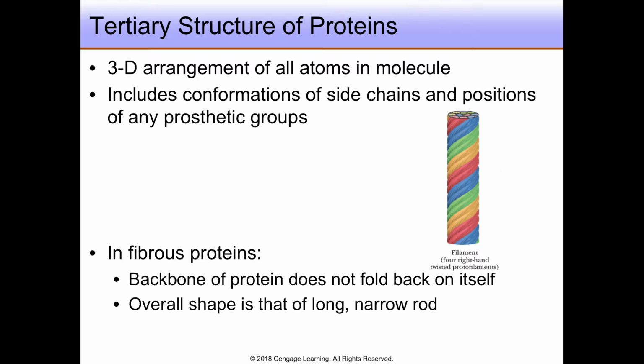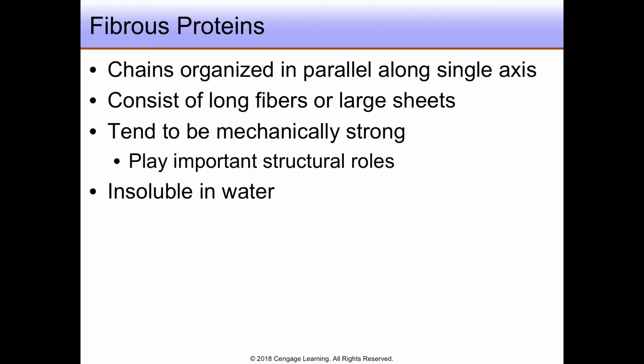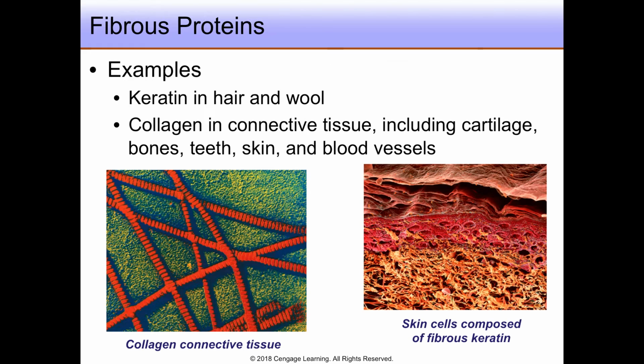We can generally divide the tertiary structure of proteins into two broad categories, globular and fibrous. As illustrated here, fibrous proteins are well named because of their rod-like shape. In this arrangement, the backbone does not fold back on itself, but is rather more extended. The chains of fibrous proteins are parallel along one axis and consist of long fibers or large sheets. They tend to be mechanically strong and for this reason often make up the structural components of cells and tissues. Because of the complex extended network of these proteins, they are insoluble in water.